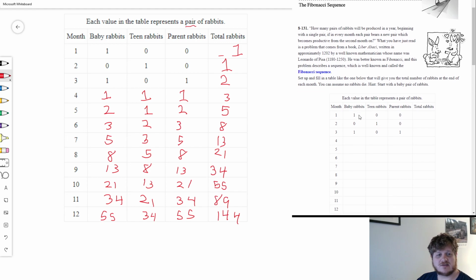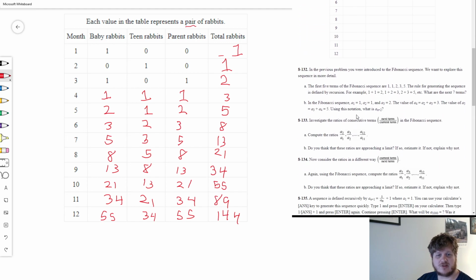Now, with this, we're going to have some questions to answer. One of the things we're going to look at is the idea of applying limits to this recursive series and seeing, is there a ratio that it eventually approaches? We just went through filling out the table, which in part answers 132 part A. But we're also going to look at part B.